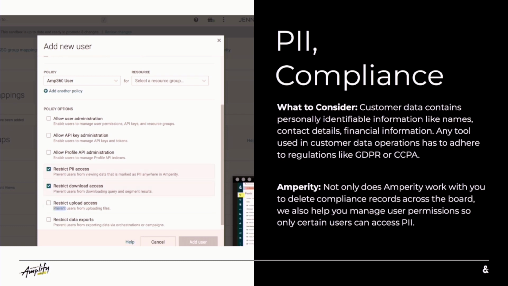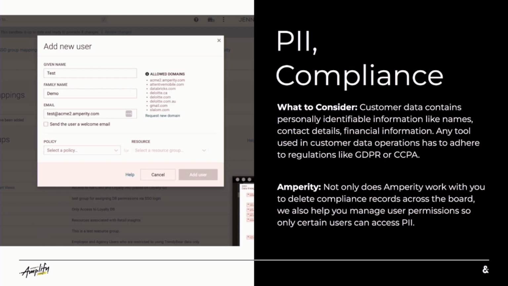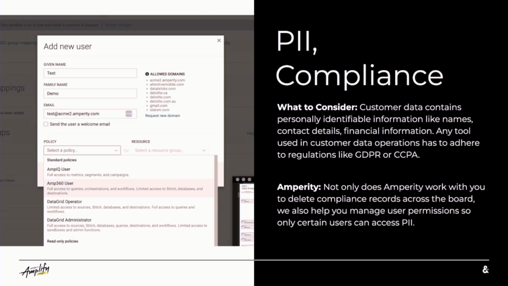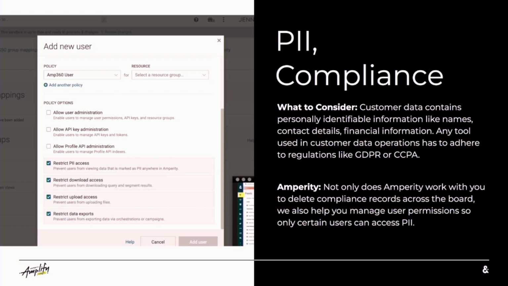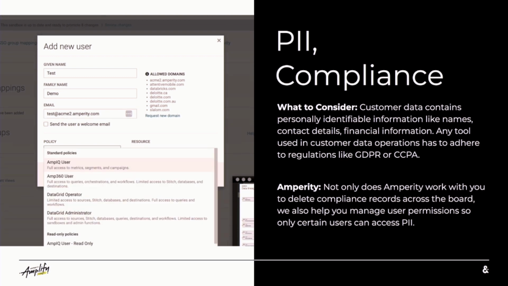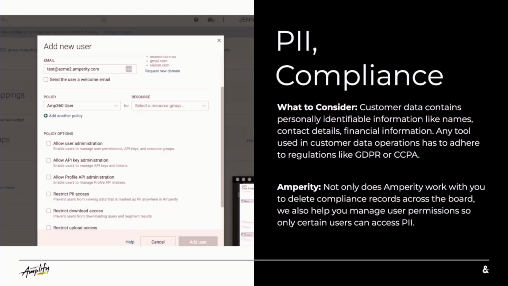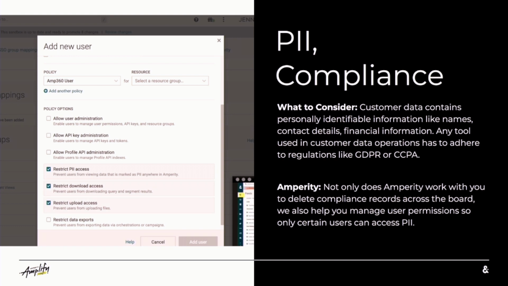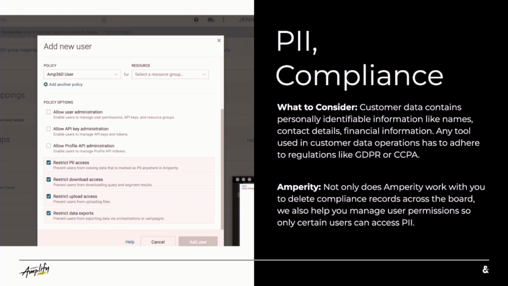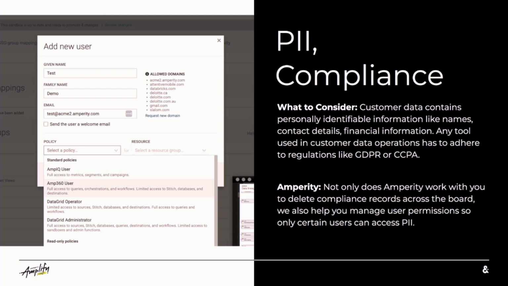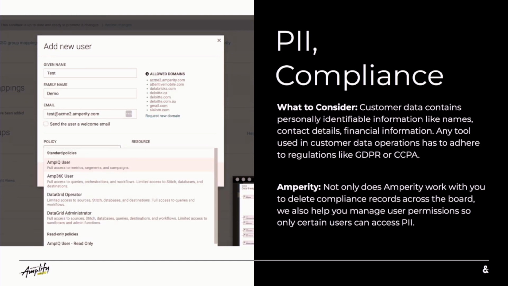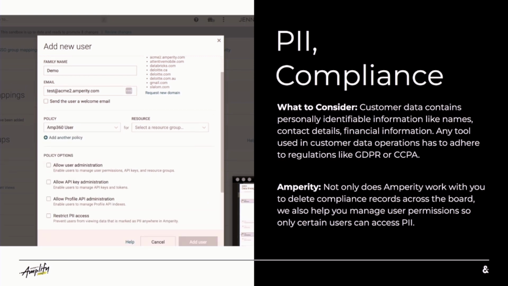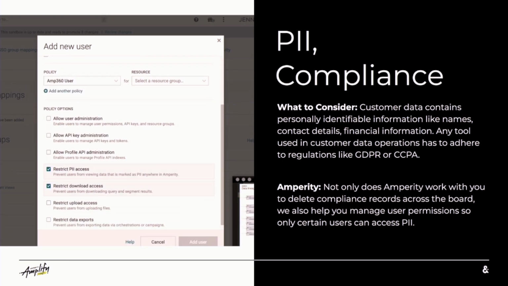And so that's not only things like CCPA and GDPR, but it's things like understanding who's having access to what, and how can I actually track that in case there's any malicious activity. For Amperity, not only do we work with you to delete compliance records and maintain compliance with CCPA and GDPR, but we actually help you really manage the users that you have in Amperity. So you can see here, you can add on restricting PII access, restricting download access for certain users, restricting data export for certain users, which is really easy and really easy to maintain that granular control of the features within Amperity and the data that you have within it. We also maintain an audit log for every time somebody actually accesses data, especially that data that has PII in it, so you can always trace back what your users in Amperity are doing.